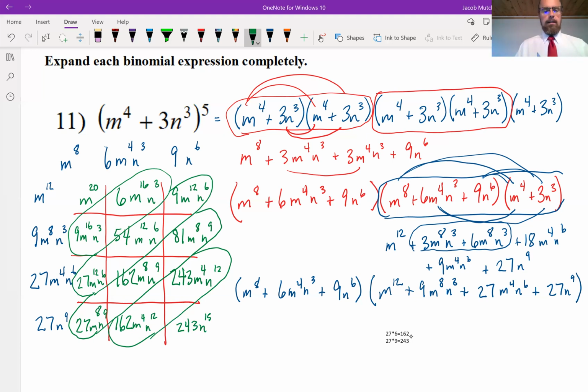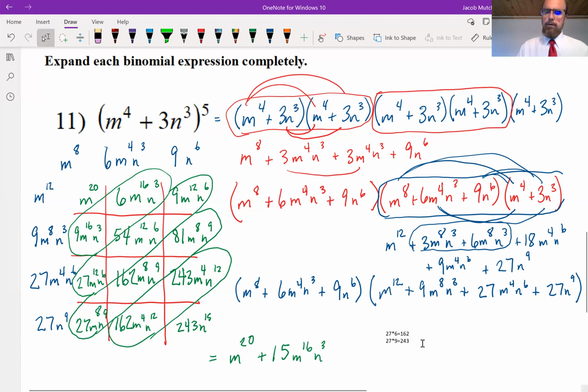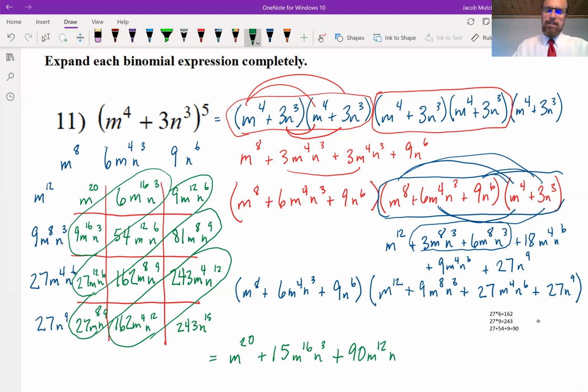So once I've got that set like that, I just need again to pull the terms out. So this is going to be m to the power of 20 plus, if I add my coefficients 9 and 6, that's 15m to the 16th n cubed. Okay, my third row is going to be 27 plus 54. We'll move our calculation box here. So it's 27 plus 54 plus 9. That's going to add up to 90. So plus 90m to the 12th n to the 6th.